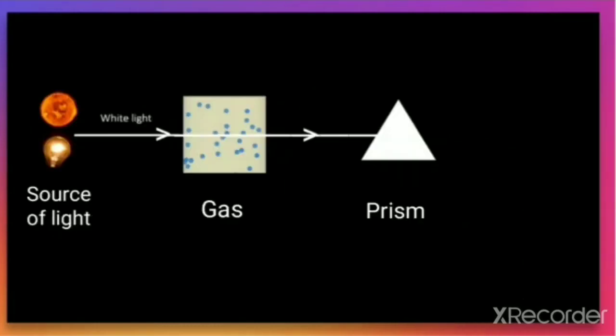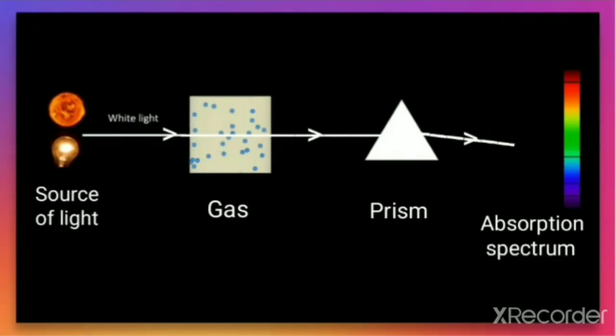But when the normal light, that is white light coming from a source of light, is made to pass through a gas, and the transmitted radiation is made to pass through a prism, it gives rise to a spectrum which is called an absorption spectrum. As in the figure, the absorption spectrum is given.